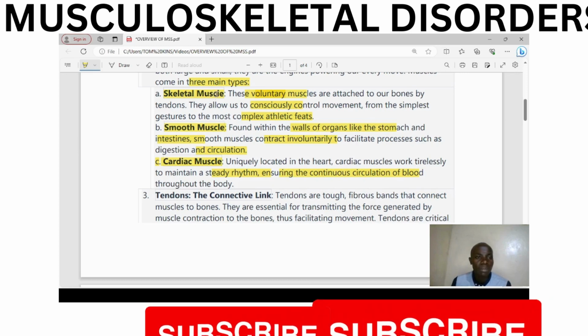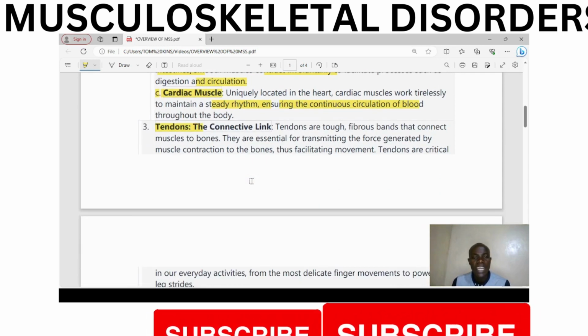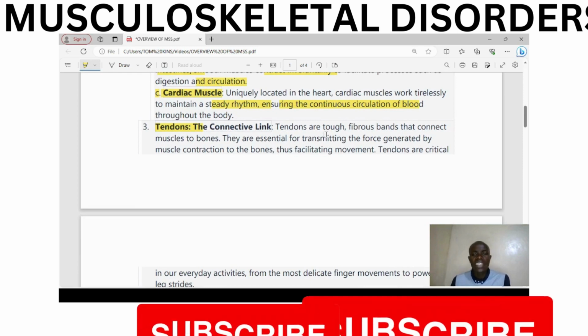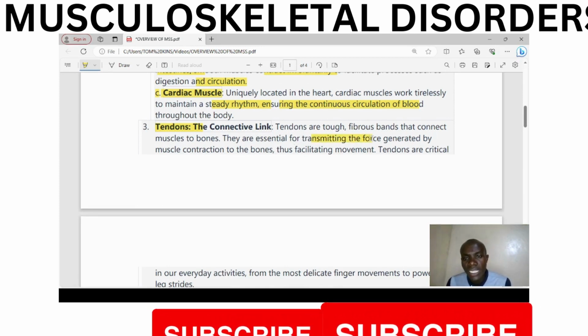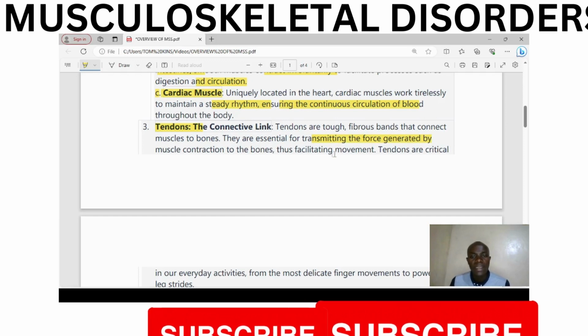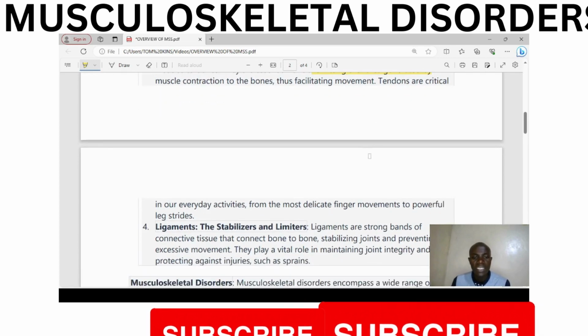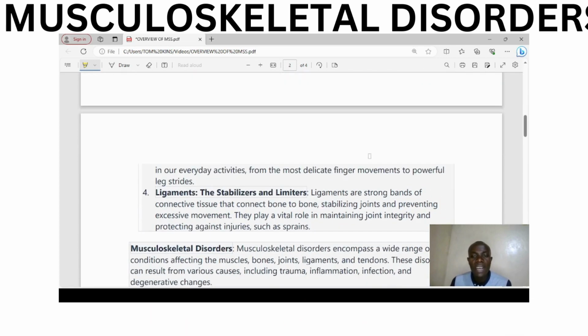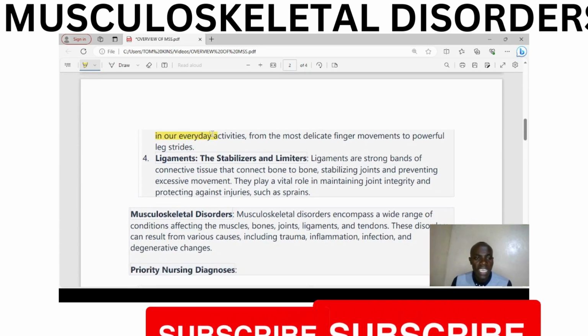From looking at the bones and the muscles, we now look at the tendons, which we refer to as the connective link. Tendons are tough, fibrous bands that connect muscles to bones. They are essential in transmitting the energy generated by muscle contraction to the bones, thus facilitating movements. Remember, tendons are very critical in everyday activities, from the most delicate finger movements to powerful leg strides. The tendons will be highly involved.